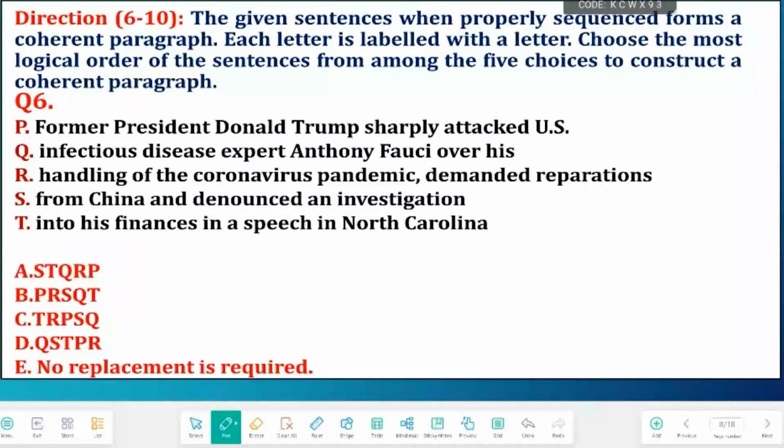Here we come with the next parajumble. I'll just read for you once. The given sentences, when properly sequenced, form a coherent paragraph, and you have to choose the correct sequence. I'll not read the question, I'll just read the statements for you. Former President Donald Trump sharply attacked US infectious disease expert Anthony Fauci over his handling of the coronavirus pandemic, demanded reparations from China and denounced an investigation into his finances in a speech in North Carolina. Okay, so you have roughly 2 minutes to solve this, and your time starts now.